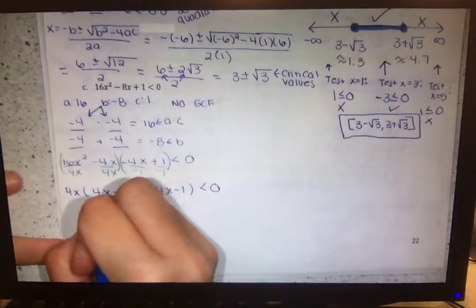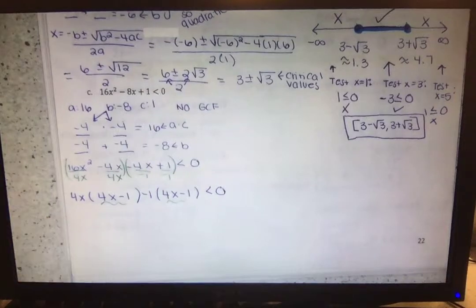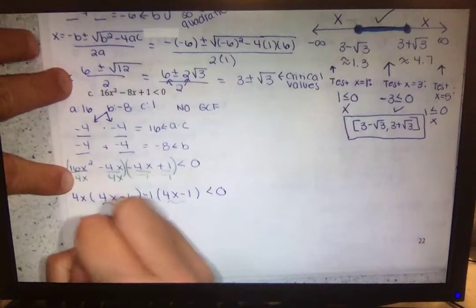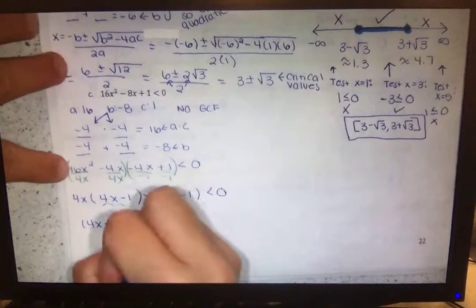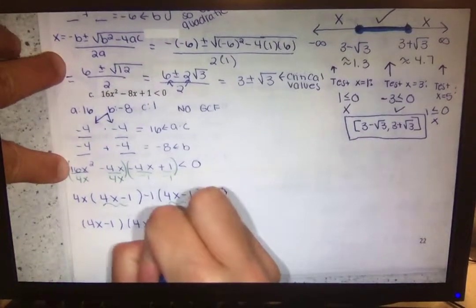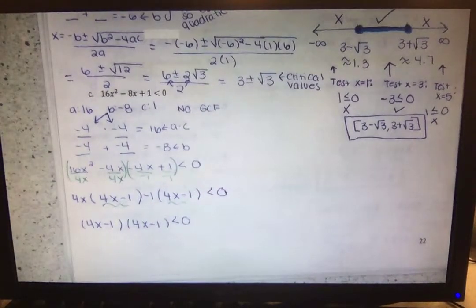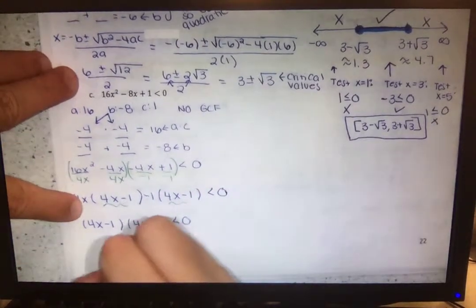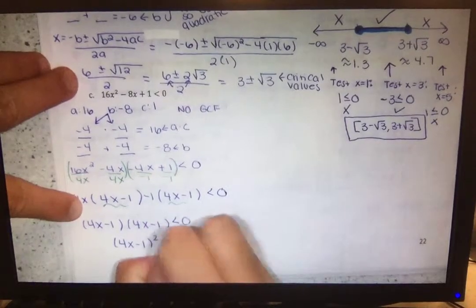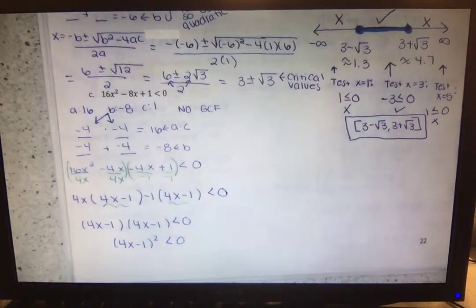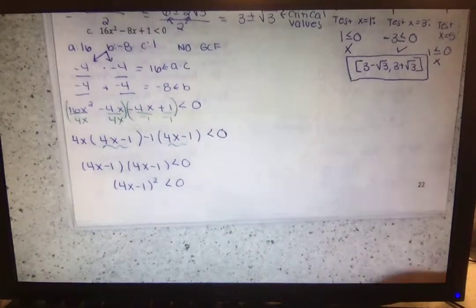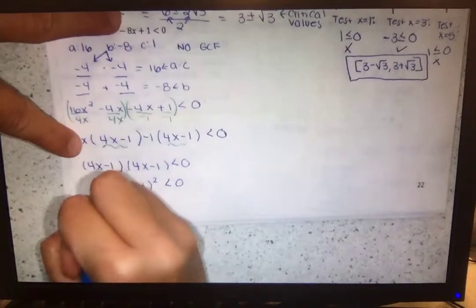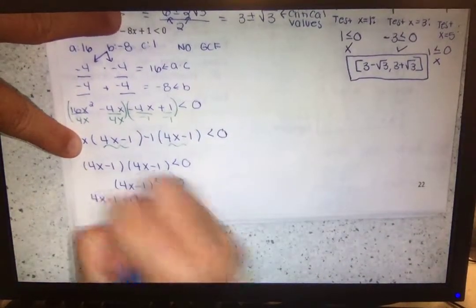We know we did something right because they are both 4x minus 1, so that's coming out as a GCF, as one factor. Taking out 4x minus 1, what's our other factor? 4x minus 1 again is less than 0. So 4x minus 1 times 4x minus 1, so we can write it as 4x minus 1 squared is less than 0. So I can set that factor equal to 0. I only have to set it equal to 0 once because I know it's going to give me the same answer both times. So 4x minus 1 equals 0.